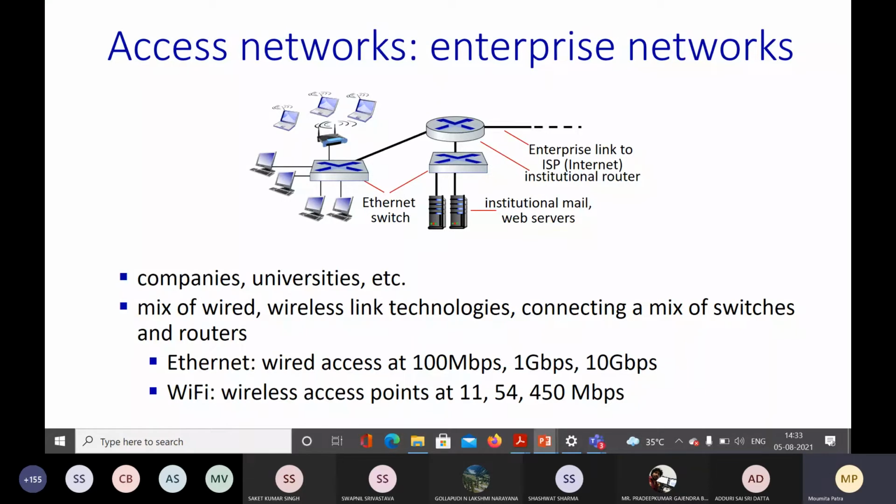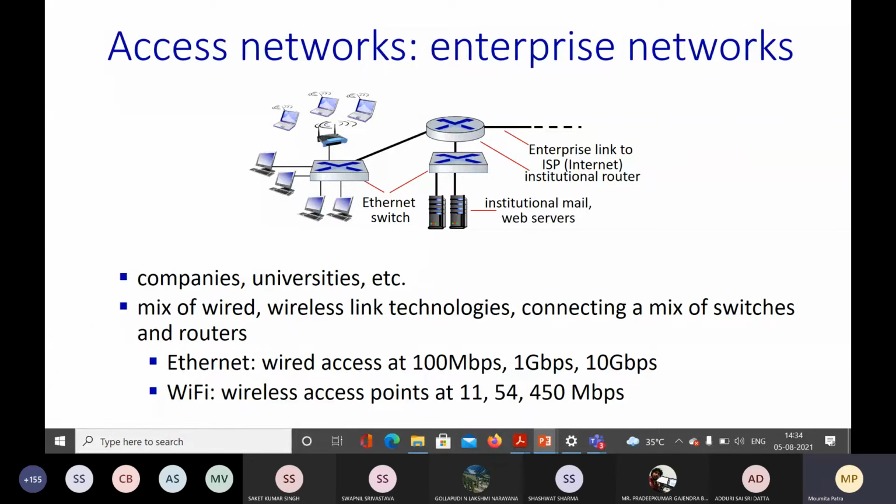So in that case, what do we do? Look here. This round one is the enterprise link to the ISP, or the institutional router, and this is connected with different switches. That is the Ethernet switch. You might see in your hostels where the network room is, there are big devices from where you get different Ethernet cables coming out, right? So you will have the Ethernet switch there.